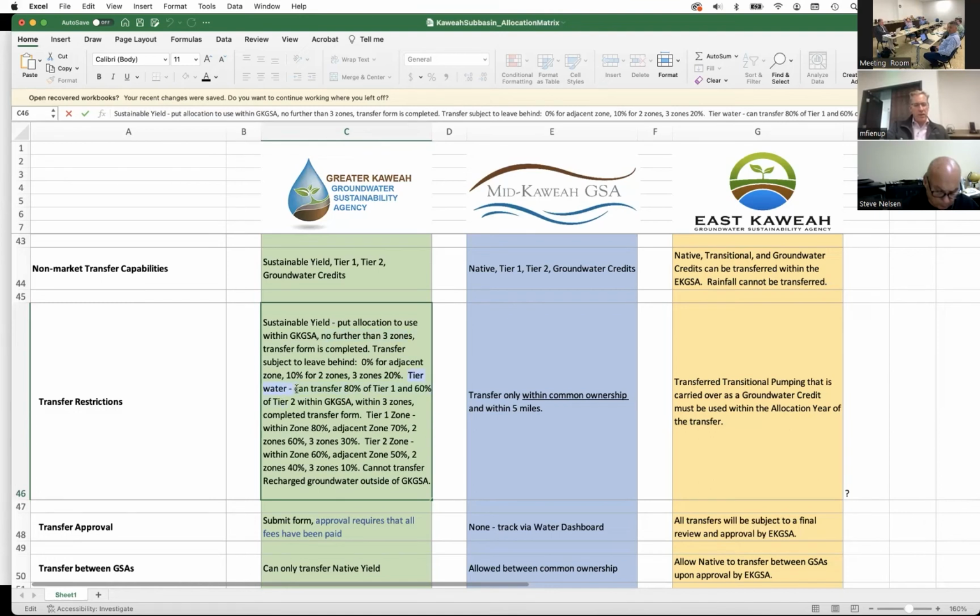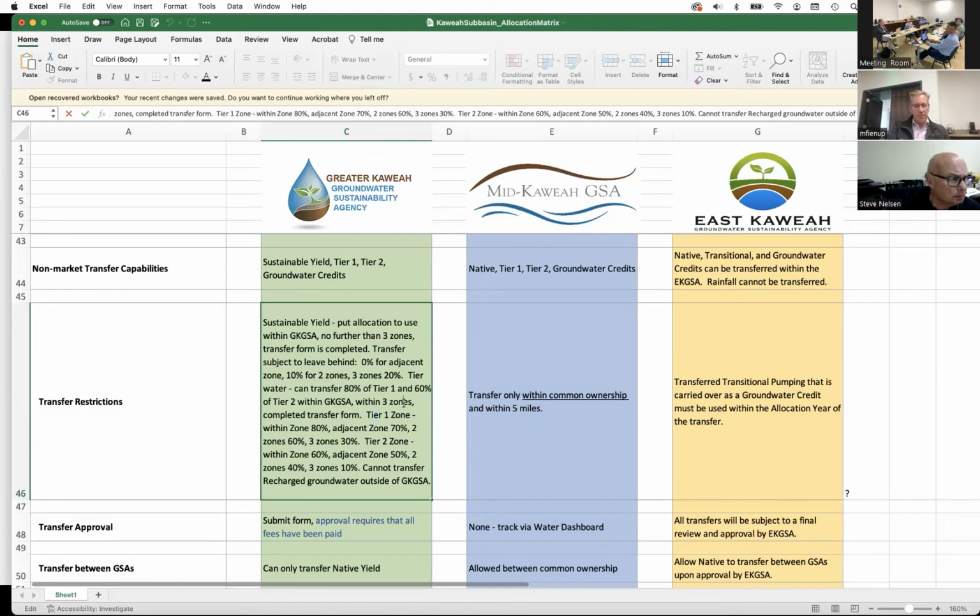For tiered water, if you transfer it by submitting a transfer form, 80% of tier 1 and 60% of tier 2 can be transferred within 3 zones. And then you see here, further elaborating on that, if it's within zone, it's that 80% that we just mentioned. If you transfer it over a zone, you only get 70%. If you go over 2 zones, it's only 60%, 3 zones, 30%, et cetera. And there's a similar provision for tier 2.